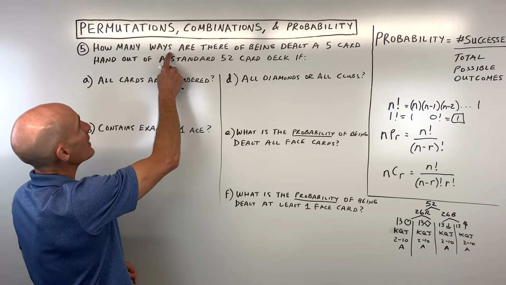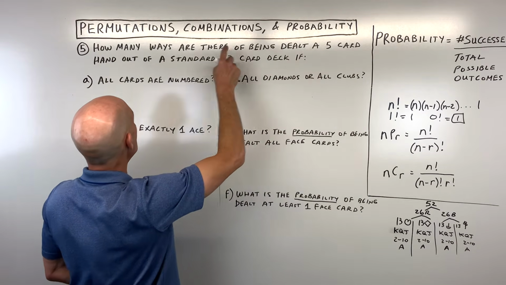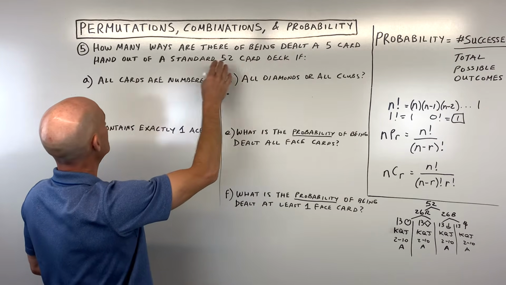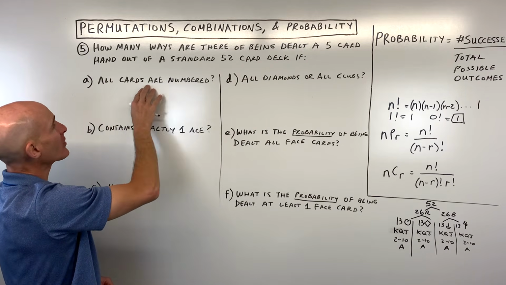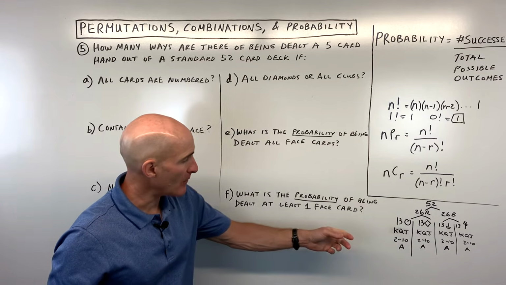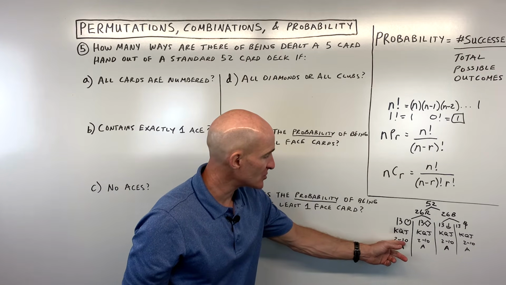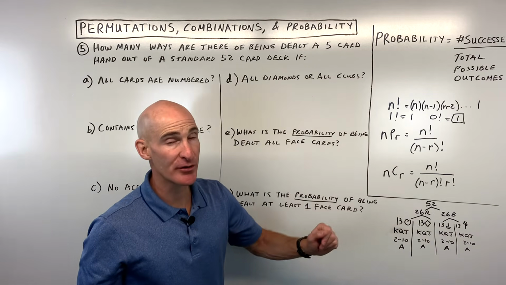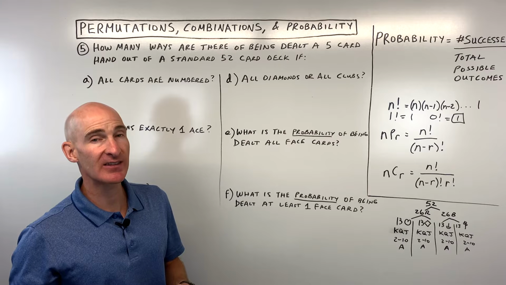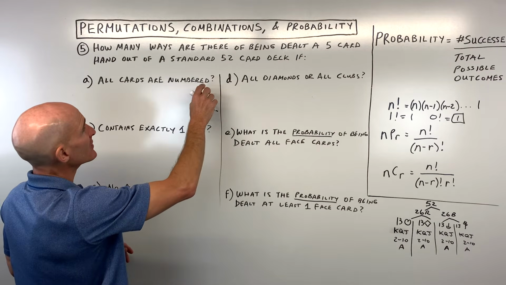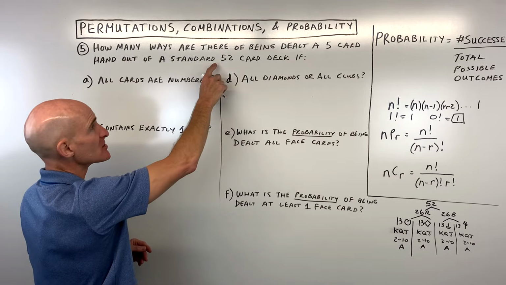It says, how many ways are there of being dealt a 5-card hand out of a standard 52-card deck if all cards are numbered? So what you would do is say, how many numbered cards are there? Well, there's 2 through 10, that's 9. 9 times 4 is 36. So there's 36 cards in the deck that have a number on it. And we want to know how many ways there are of being dealt 5 of those cards.